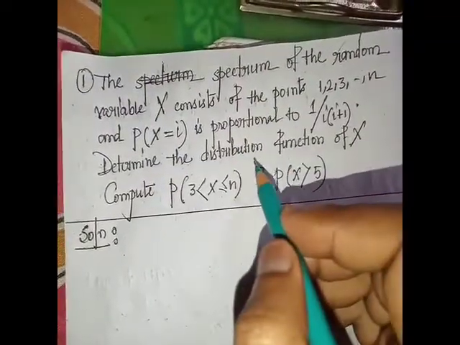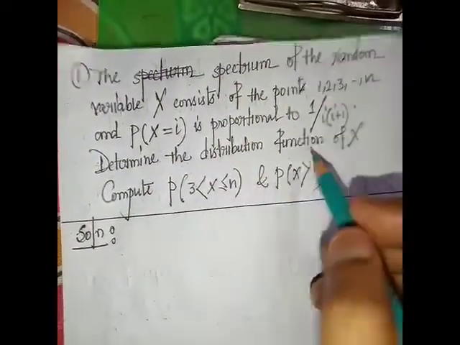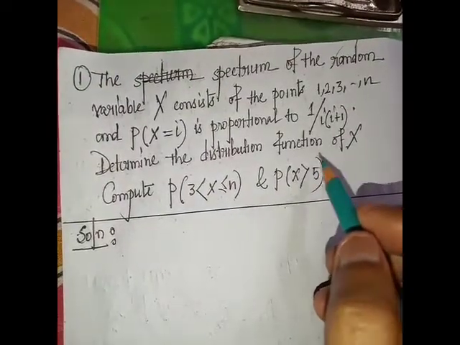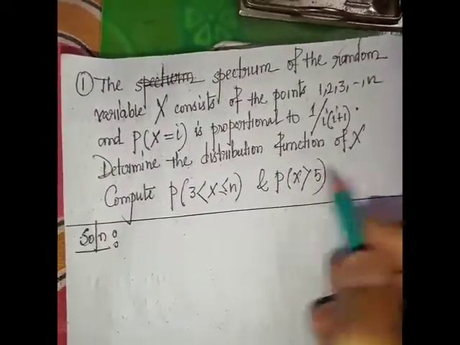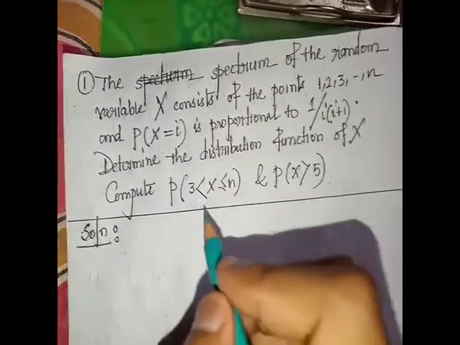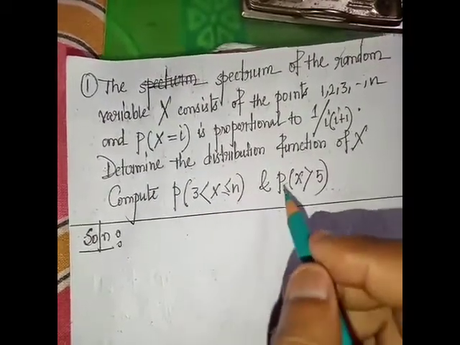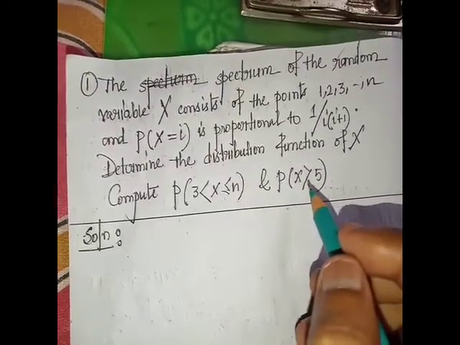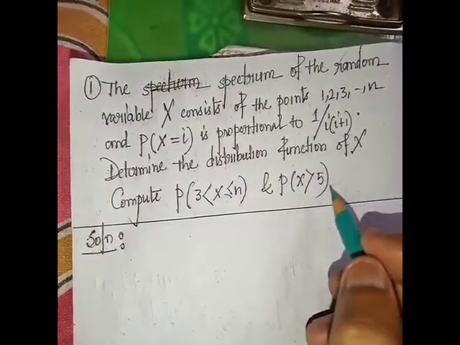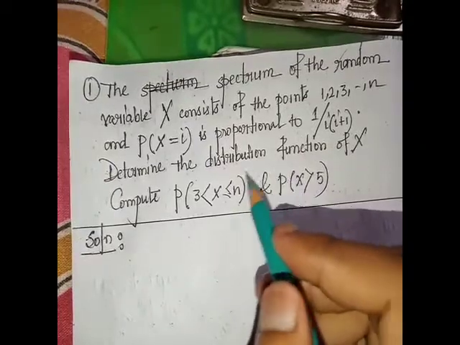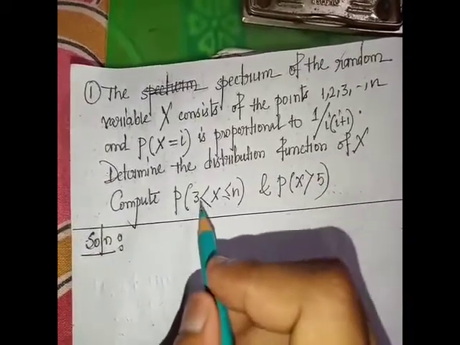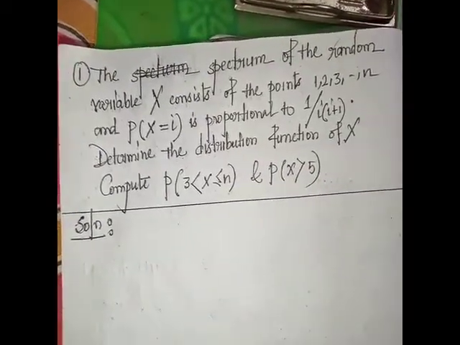Find the distribution function of X. Also compute the probability of 3 less than X less than or equal to n, and the probability of X greater than 5. First we find the distribution function, and then we find these probabilities. Solution.